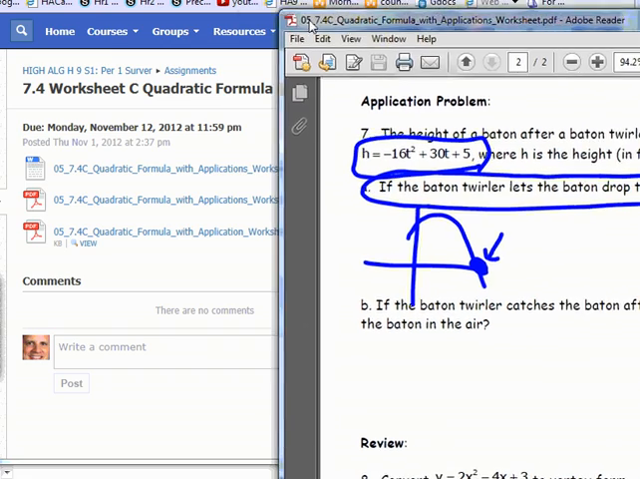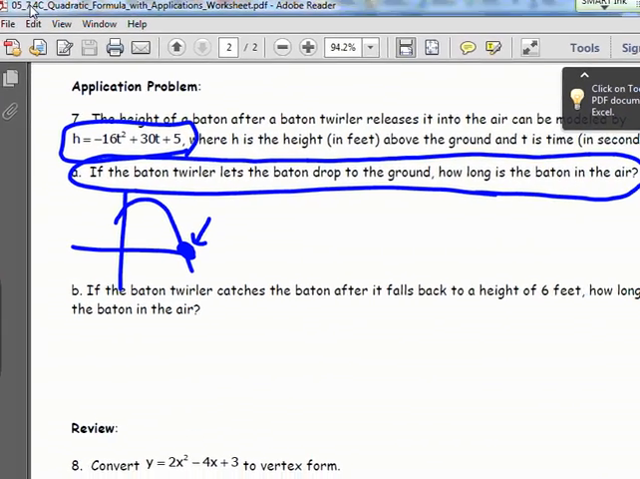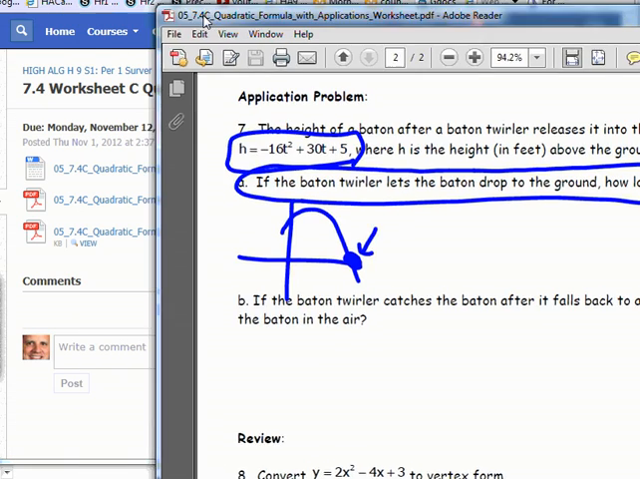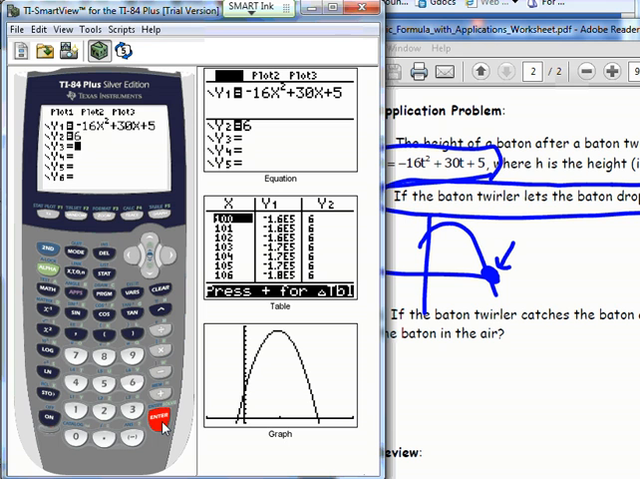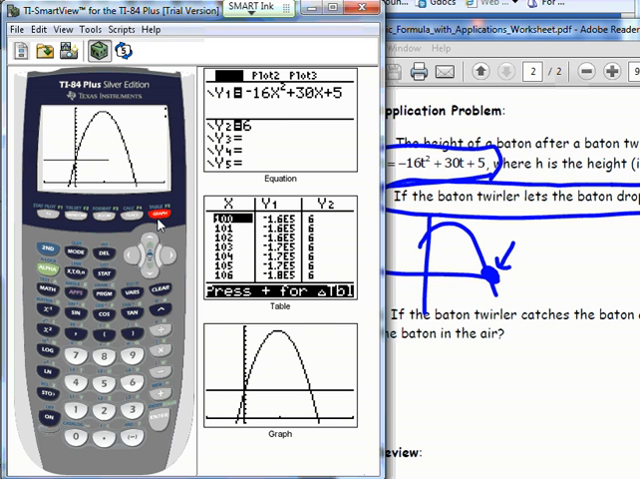All right. If the baton twirler catches the baton after it falls back to a height of 6 feet, then how long was the baton in the air? Ooh. If she caught it at 6 feet, I'm going to show you a neato way to do that. Hit y equals, and y is the height, right? So y equals what? 6. If I graph y equals 6, that's the level at which she caught it. That's where the height is 6. Now hit graph. You see where she caught it? Didn't she catch it right there?